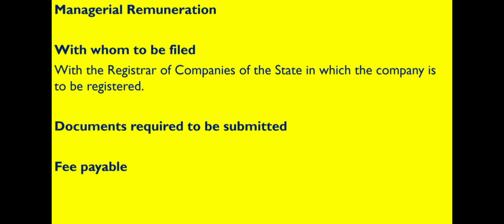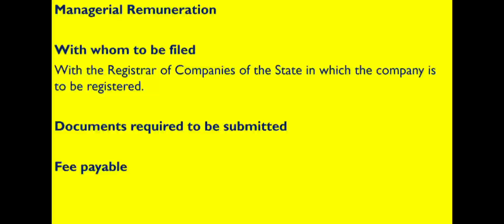Second point: with the stamped copy, one spare copy each of the memorandum and articles of association of the proposed company, and the original copy of the letter of the Registrar of Companies intimating the availability of the name. Next point, Form number 18, situation of the registered office of the company. Fifth, Form number 29, consent to act as a director, etc.